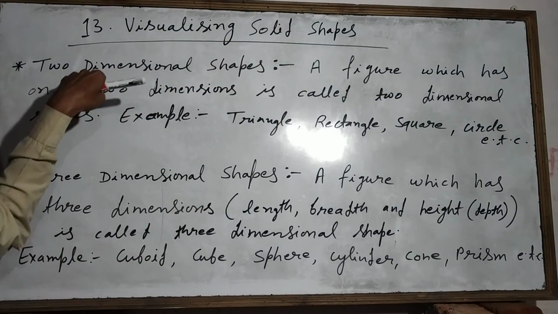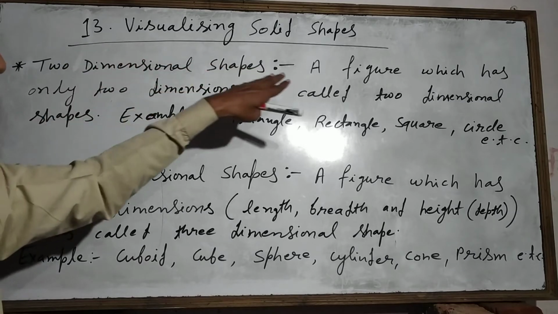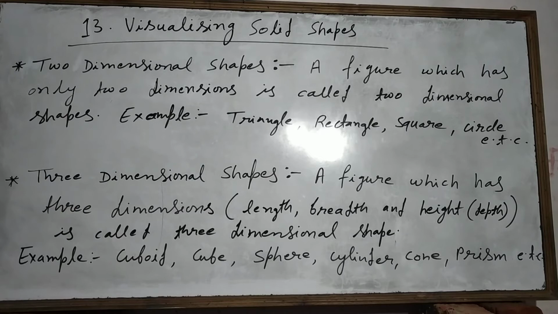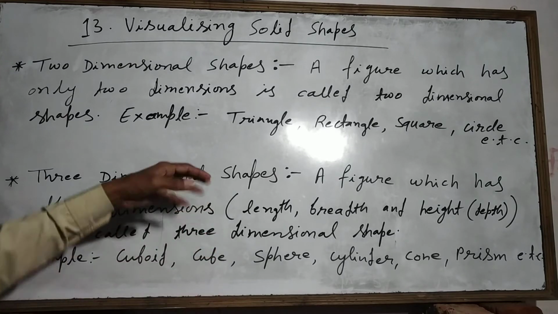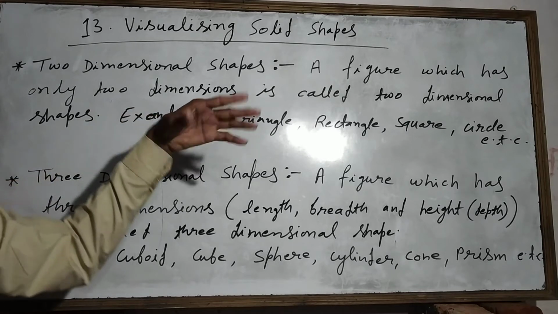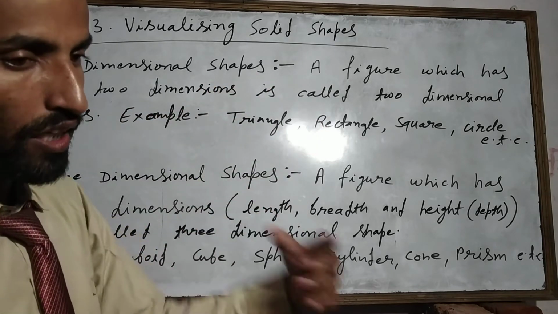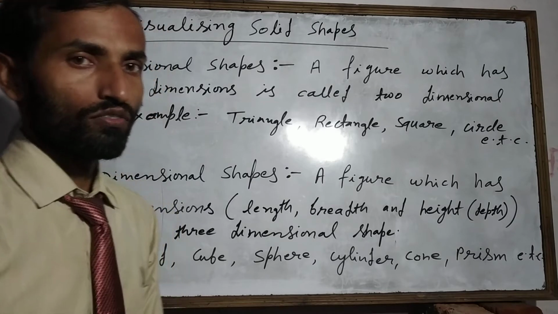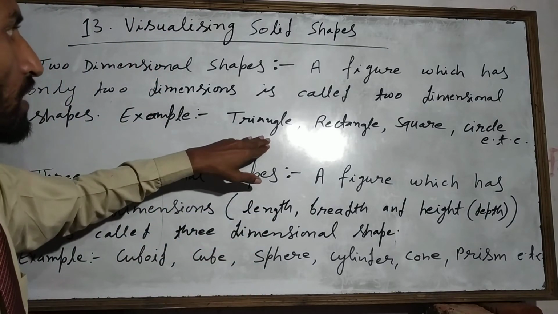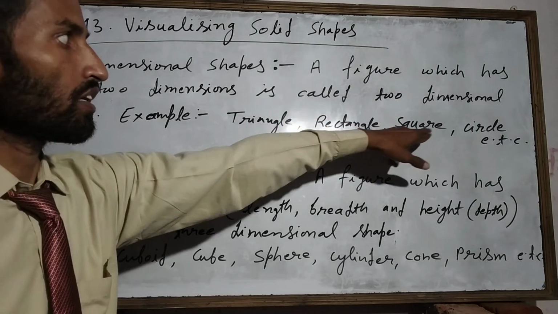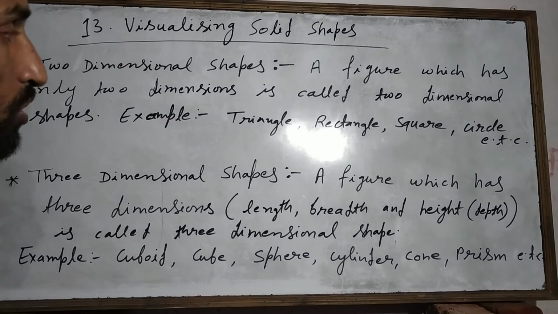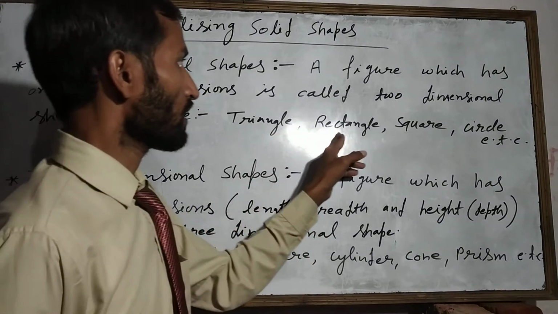So just see here, Visualizing Solid Shapes. First, the definition of a two-dimensional shape. We already know two-dimensional shapes have only two dimensions, or you can say only length and breadth. They are called 2D figures or two-dimensional shapes. For example, triangle, rectangle, square, circle. Sorry, these are two-dimensional shapes, not three-dimensional.